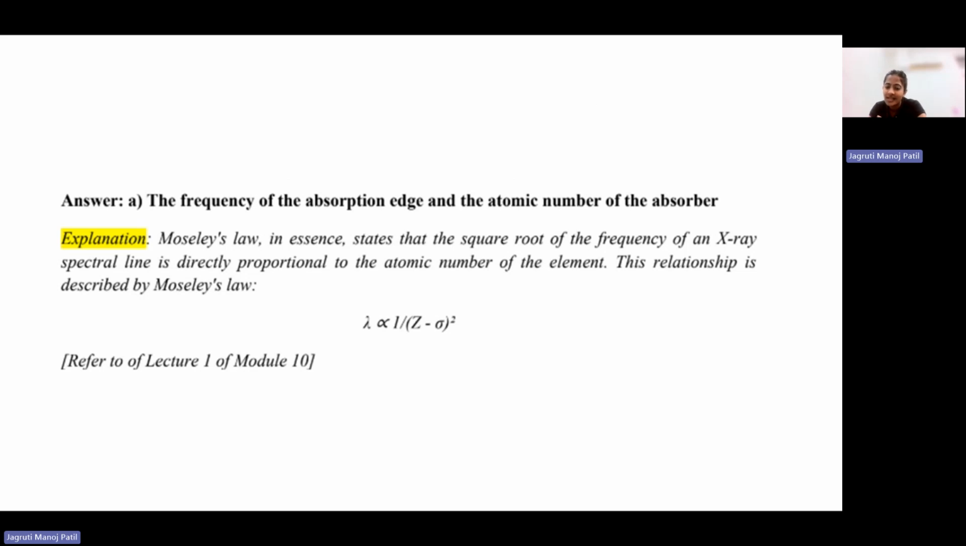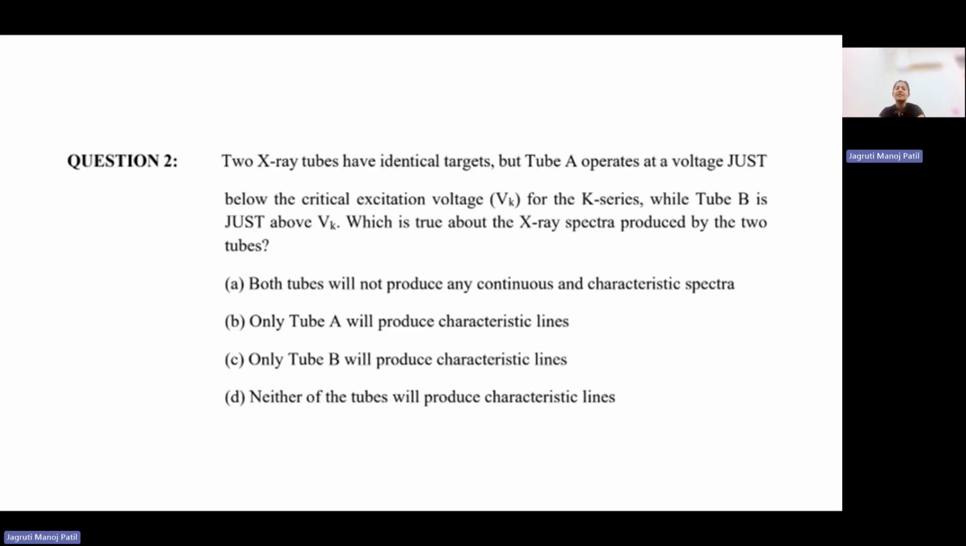So in essence, it states that, and we also saw that the square root of mu is equal to C times the difference in voltage, and then you have your wavelength, and your atomic number right there. So the frequency of an X-ray spectrum is directly proportional to the atomic number of the element, right? So if you know one thing, you can eventually solve for two other things, right?